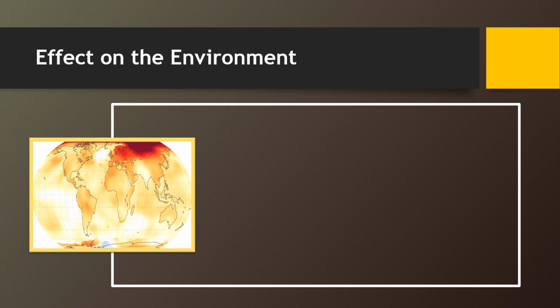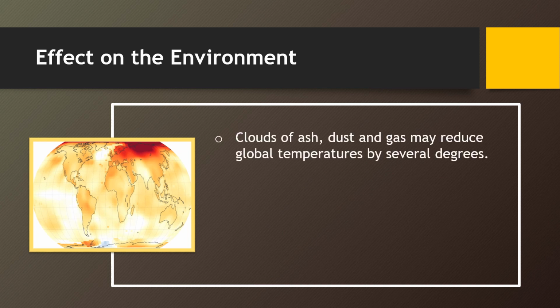And the last disadvantage would be the effect on the environment. Clouds of ash, dust, and gas may reduce the global temperature by several degrees. So as we all know, the ash and the gas that is being released by volcanic eruption can trap the heat, okay, which is about to enter our atmosphere. So therefore, it does decrease the global temperature.